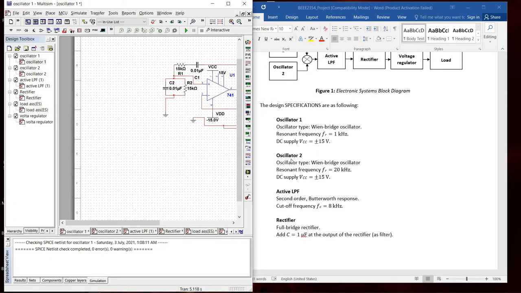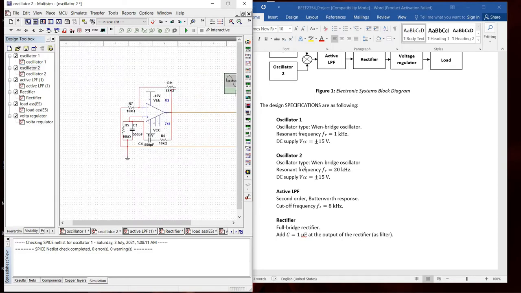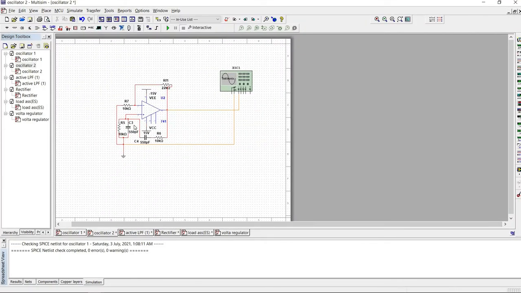Okay, for the second one, I'm going to show oscillator 2, where we also use a Wien bridge oscillator, and the resonant frequency for oscillator 2 is 20 kilohertz, and the VCC value for oscillator 2 is plus minus 15 volts. So this is my circuit for oscillator 2.